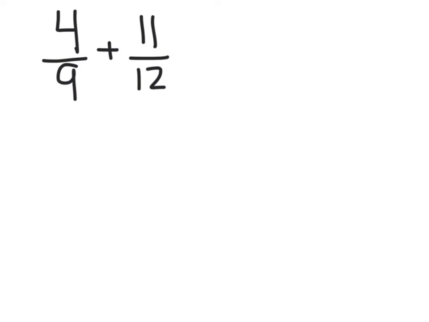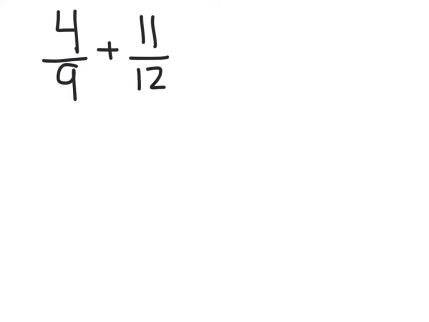The next situation we're going to look at is 4/9 plus 11/12. And again, the first thing I'm going to do is check my denominators. Here, these are cut into ninths, and these are cut into twelfths. That's not the same pieces, so we can't combine them. So what we need to do in this case is find a common denominator.